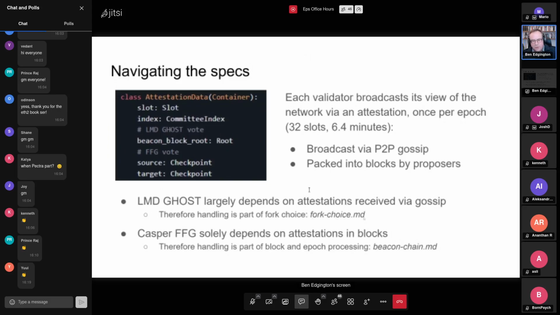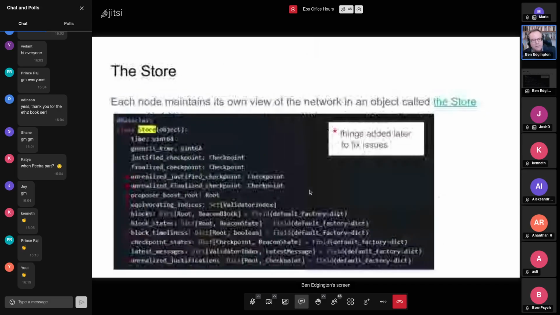document, which is called forkchoice.md. Casper FFG depends only on attestations that are being packed into blocks, so handling of those is part of block and epoch processing. You'll find all the stuff about that in the beacon-chain.md document. We're going to focus on forkchoice.md in this session. But that's just to help you orient yourself in the specs.